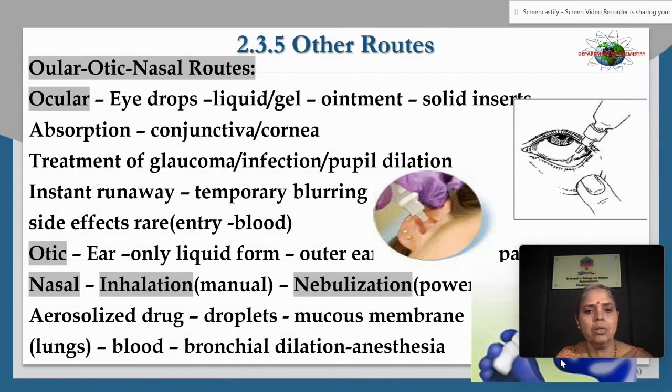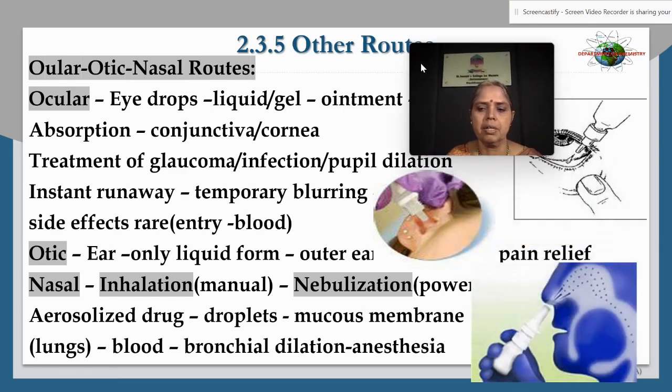Now, let us look at the other routes. So far, we have seen the enteral route, which involves the gastrointestinal tract. We have seen the parenteral route that bypasses the gastrointestinal tract. And now, let us see the other routes. You can see here a drug is being administered into the eye. Here you can see a drug is being given to the ear, and here you can see a drug is being given through the nose.